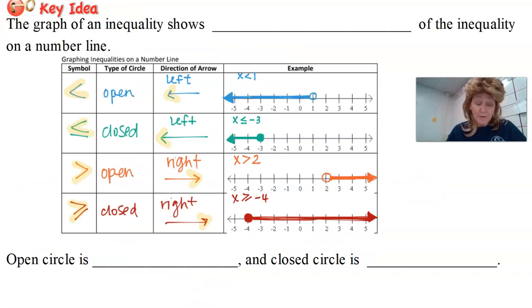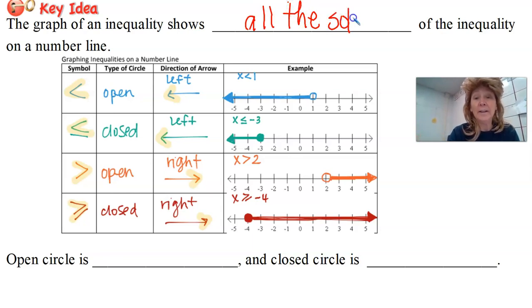Okay, so the other part of the homework and what you're going to need to do is when you have an inequality, there's a whole bunch of numbers that make it true. So you put it on a graph so people can see what it looks like. So the graph of an inequality shows all the solutions of an inequality on a number line. Super easy way to see what numbers make the inequality true.